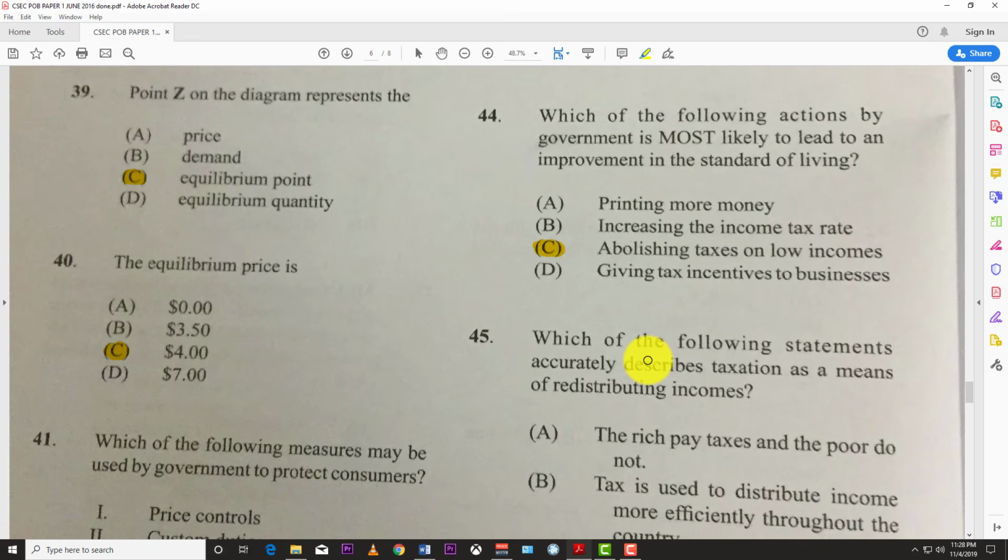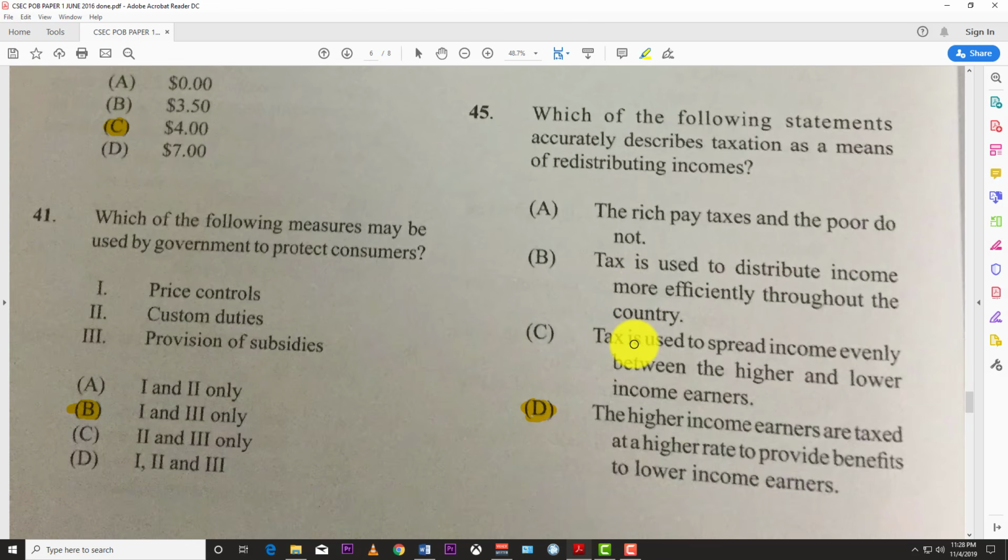44. Which of the following actions by government is most likely to lead to an improvement in the standard of living? Now the best answer here again is related to tax. Abolishing taxes on low incomes. If you take taxes off low income families, then you can improve the standard of living. Printing more money will just lead to inflation. Increase the income tax rate, that doesn't really affect the standard of living for the poor folks. Giving tax incentives to businesses, no, they don't really spend money on businesses, so that doesn't work. Trickle-down economics doesn't work. So the best answer is abolishing taxes on low income so that they can have more purchasing power and increase the standard of living.